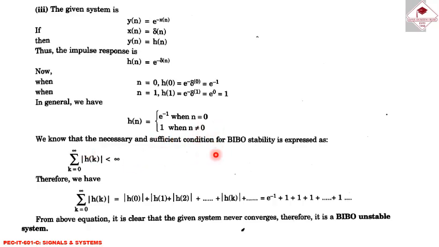So the necessary and sufficient condition for bounded input, bounded output stability is expressed as the summation of k = 0 to infinity of |h[k]| being less than infinity. So we can write the summation of h[k], and expanding the series, it is h[0] + h[1] + h[2] + ... up to h[k], that is e^(-1) + 1 + 1 + 1 up to infinity. So from the above equation it is clear that the series never converges, therefore it is a bounded input, bounded output unstable system.